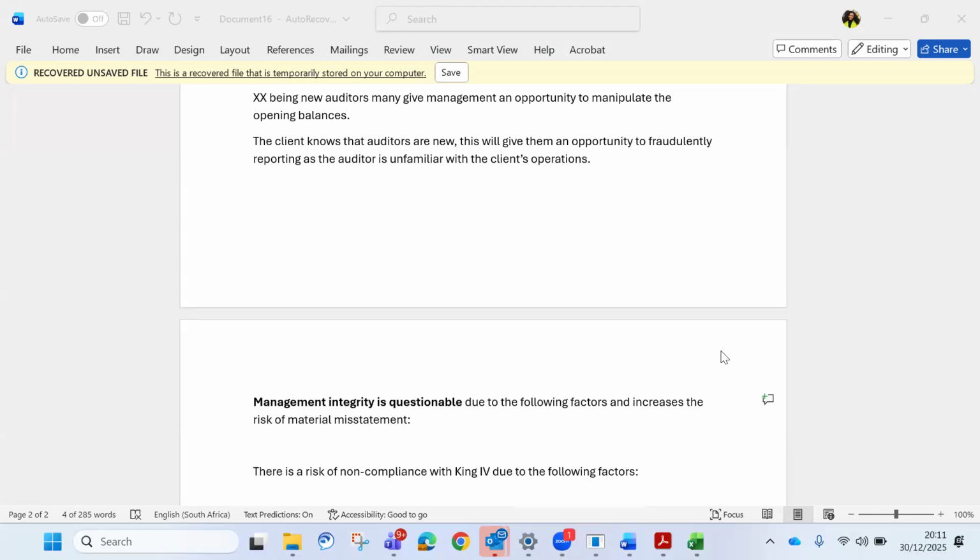New accounting software. Yes, a new accounting software would be a risk of material misstatement issue. Why? It's not so different from new management. So there's an increased risk of error. Does it make sense?